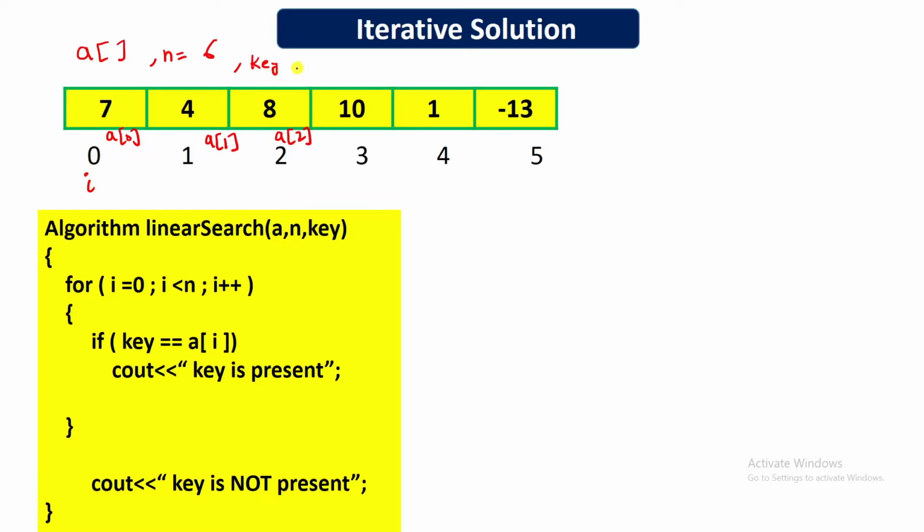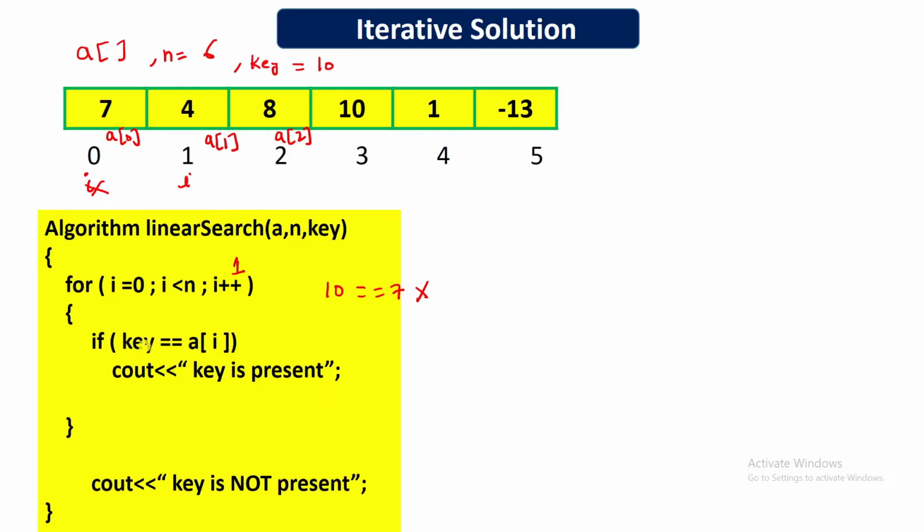Now let's say the key you want to search is 10. So I will check whether my 10 is equal to A of 0, that is 7. I will say no, the key element 10 is not equal to 7. So I will go to i plus plus. Now i will be 1, so I will come here. Now I will check whether 1 is less than my array size. Yes, 1 is less than 6.